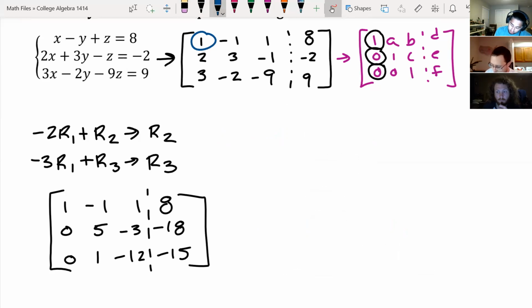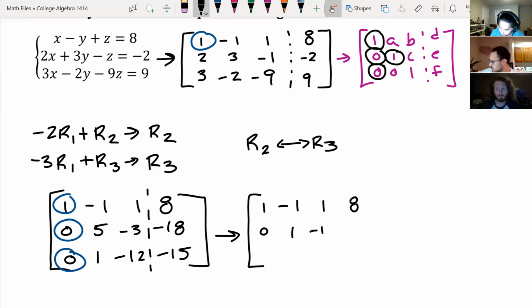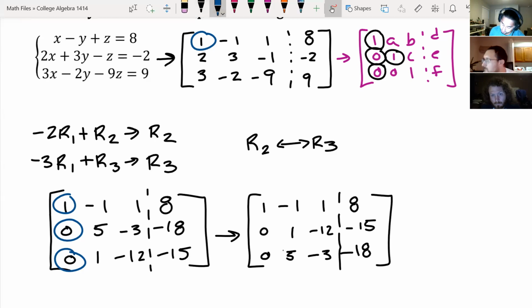And we have the 1, the 0, and the 0. And now I need to get that 1 right in the middle. So I can do a row swap. Why not? We'll just say row 2, swap row 3. And I have 1, -1, 1, 8, 0, 1, -12, -15, 0, 5, -3, -18. Okay, and we have it. 1, 0, 0, 1. And now we need to make that 5 into a 0.